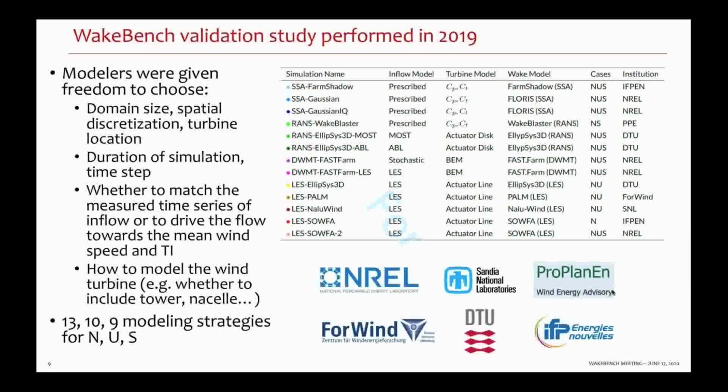This is just an overview of the participants that we had for the study that we did last year. We had steady state models all the way to LES. The modelers were given freedom to choose a lot of things like domain size, spatial discretization, the location of the turbine in the domain, the duration of the simulation, the time step, how they wanted to prescribe the inflow, how to model the wind turbines. So some LES included the tower and the nacelle, some included only the nacelle, some did not include the nacelle. So all of those things they were free to choose.